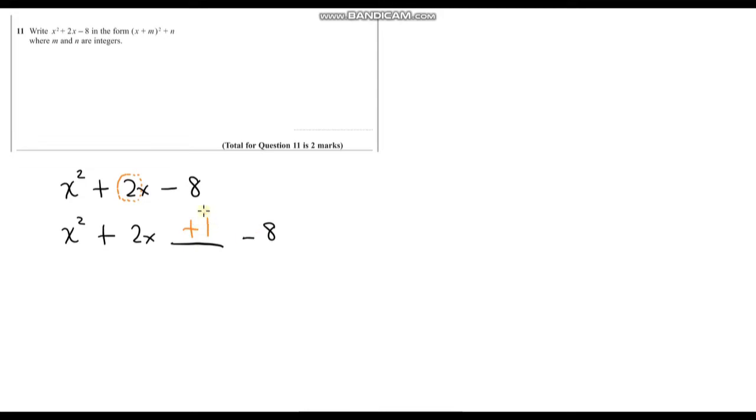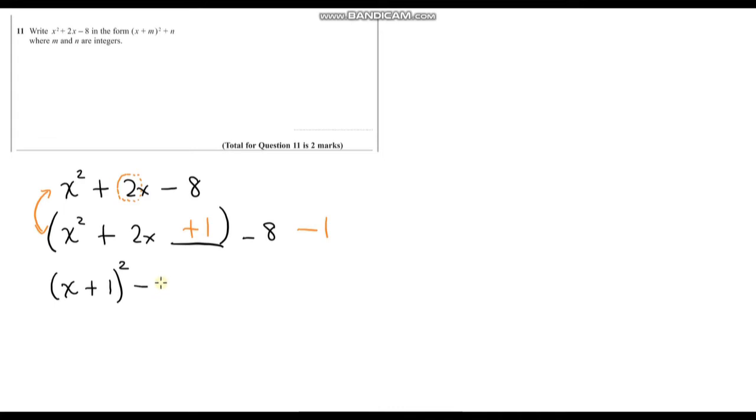But this is really important. We can't just add on 1, we have to subtract 1 as well. Otherwise, I've changed the expression. Now, these two expressions are exactly the same, because if I'm adding 1 and then subtracting 1, I'm not changing the value of my expression. And now, if I just focus on this part that I've put in brackets, I can factorize this. Two things that multiply together to get 1 and add together to get 2 are 1 and 1. So this just factors to (x plus 1)(x plus 1), or I could say (x plus 1) squared. And then we've got minus 8 minus 1.